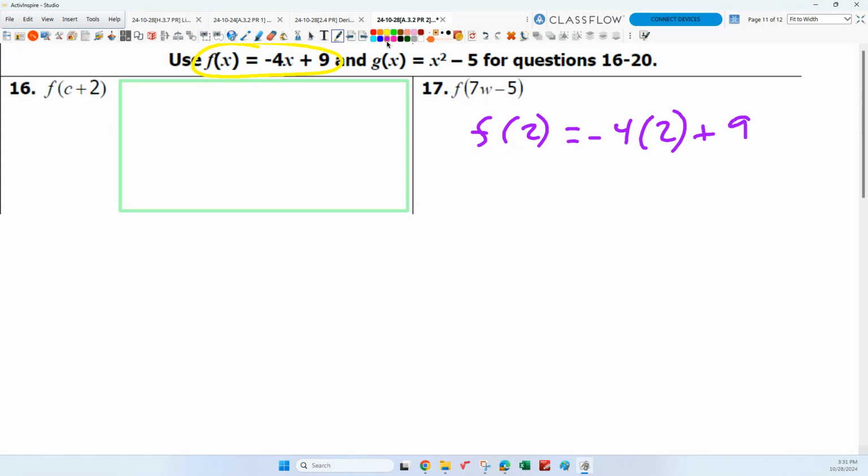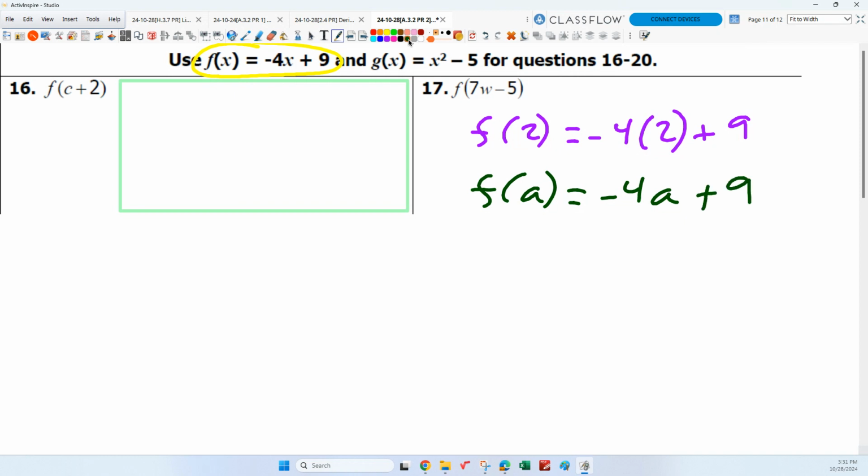What if I asked you, what is f of a? If I input an a, what is that function telling me I'm going to get? You're doing the same thing. What did I do last time? I replaced my x's with 2's. So here, replace the x's with a's, and I just get negative 4 times a plus 9.